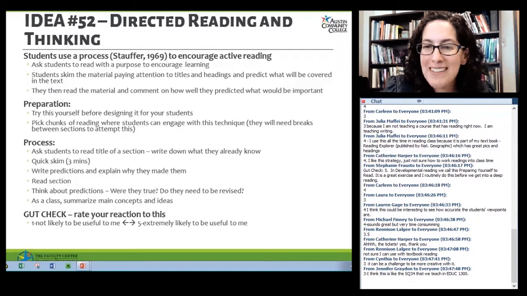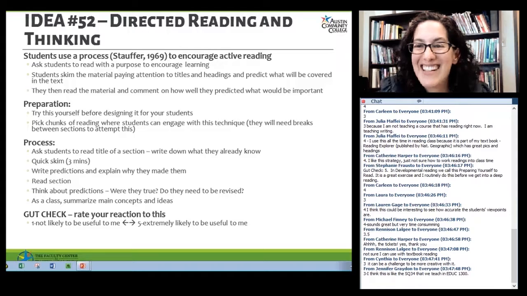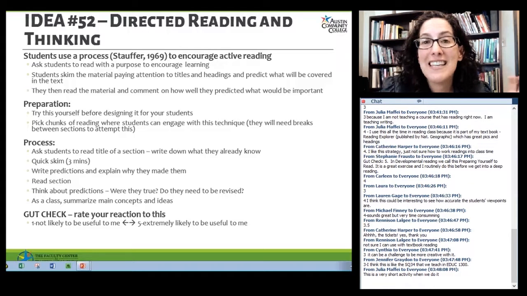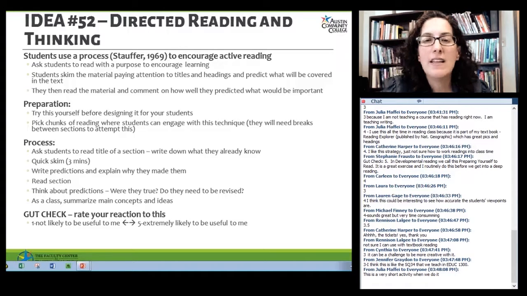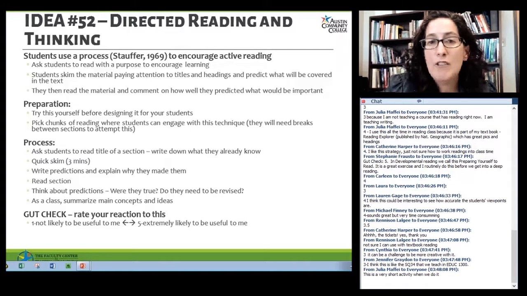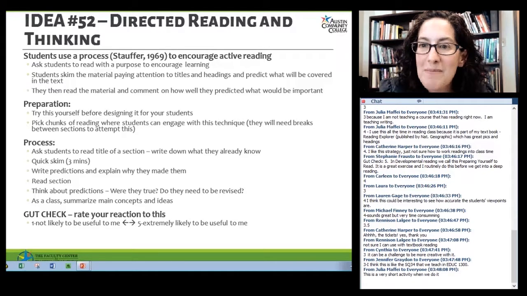Oh, Catherine says, yeah, the tickets. Yeah, so that's called the ticket to class. You could do a ticket to enter class or a ticket to leave class. It can be a very low stakes activity. You can do it for extra credit, but this can be a great one for that. Renison says, not sure I could use with textbook reading.